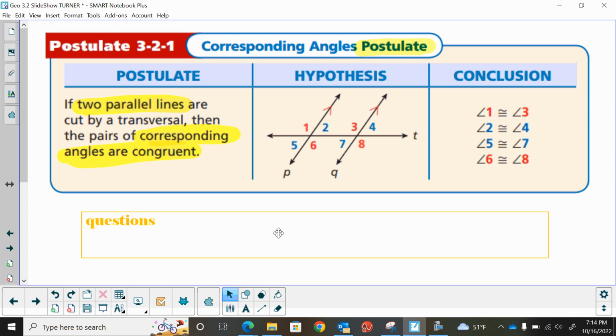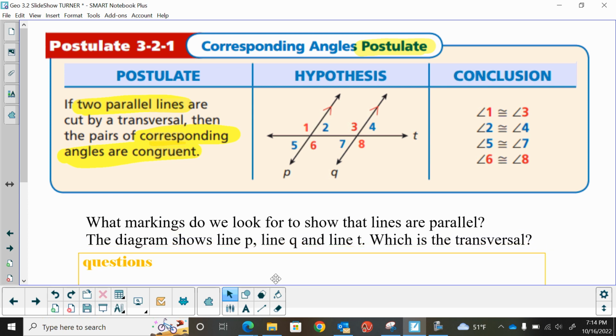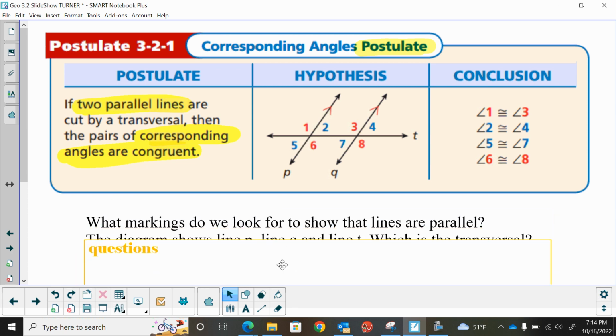All right, so this video is going to stop in a second. It's going to have you answer these questions. Let's just get this out there. So in our diagram, we see these 3 lines, P, Q, and T. I just mentioned this about a minute and a half ago. What markings do we look for to show that lines are parallel? Of those 3 lines, P, Q, and T, which 2 lines are parallel? And then which line is the transversal?